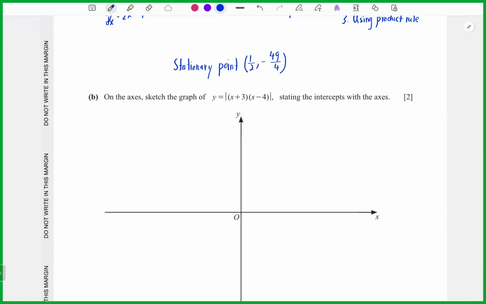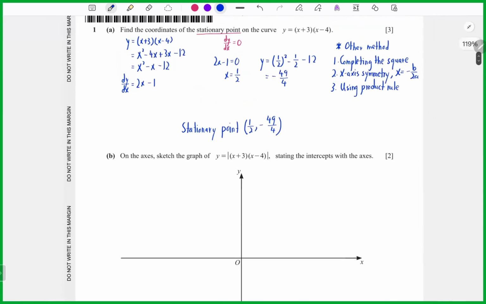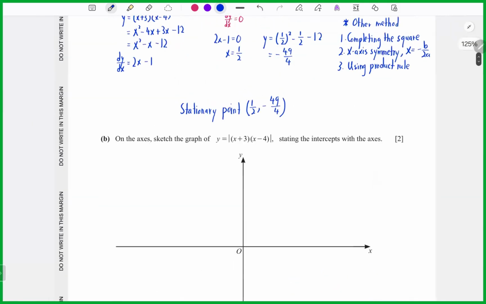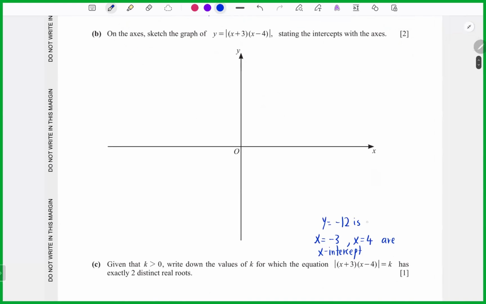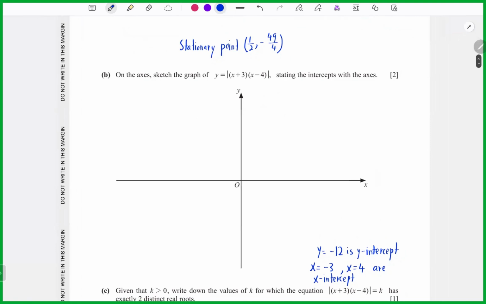So now we already know x equals negative 3 and x equals 4 are the x-intercepts, right? And then we look back: after I already explained here, the y-intercept is negative 12. For now, we try sketching the quadratic function. After we sketch the quadratic function, you can draw the modulus. So now we'll try to draw it first.